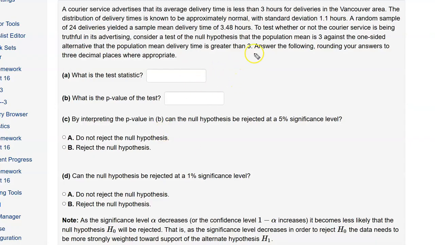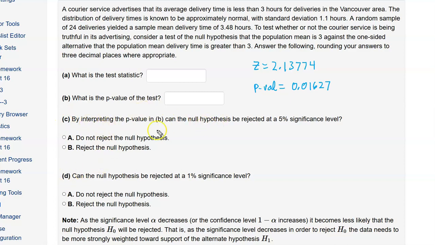So here we are back at our problem again. Recall that using Excel, we calculated that our test statistic was 2.13774. I will take that to 5 decimal places. And our p-value came out to be 0.01627. Okay, so those are the two values that we can enter in here. Now, let's take a look at the answers to parts C and D.